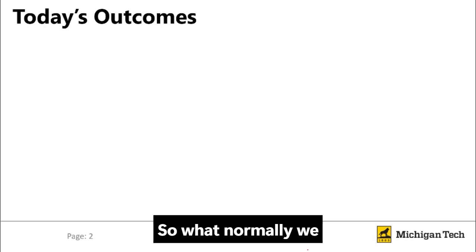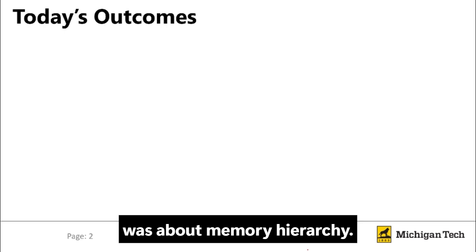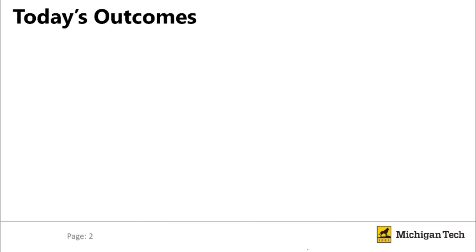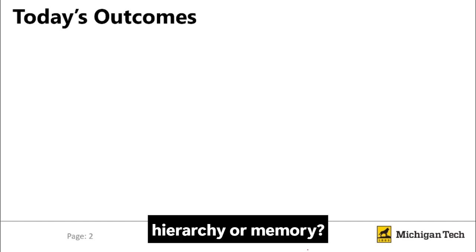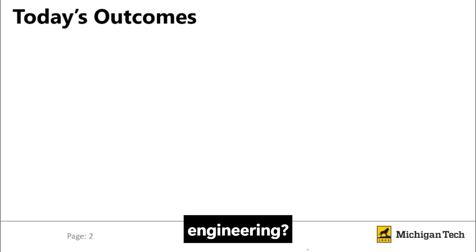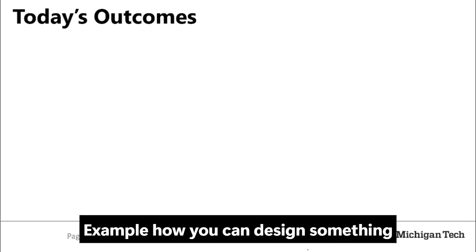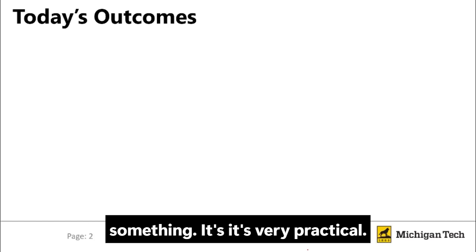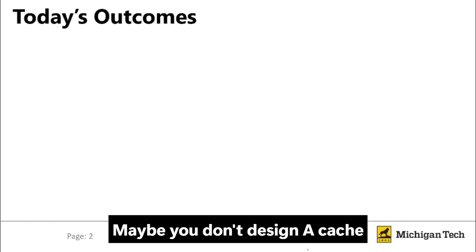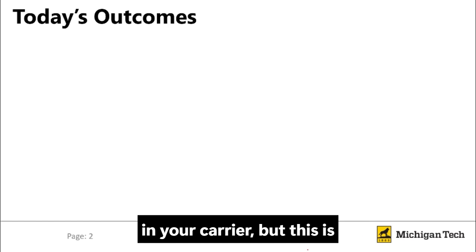What we started last week was about memory hierarchy. This memory hierarchy, or memory organization, or cache design, is actually a very good engineering example of how you can design something to improve, for example, performance. It's very practical. Maybe you don't design a cache in your career, but this is going to give you lots of ideas for other purposes.